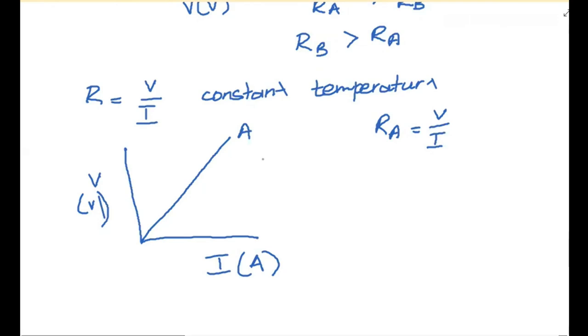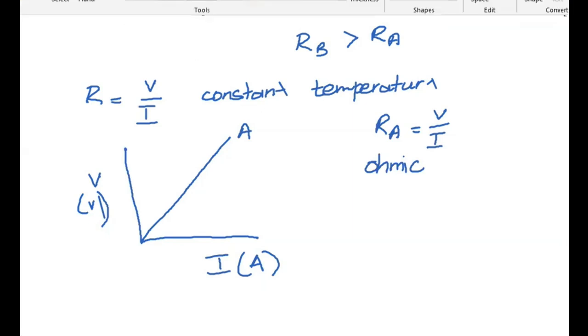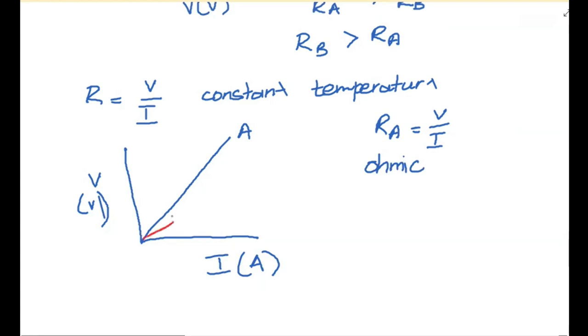So now if I have this resistor A, it is known as an ohmic resistor. So an ohmic resistor is one that obeys Ohm's law. It's one where the potential difference is directly proportional to the current at constant temperature. So what does a non-ohmic resistor look like, and how does a non-ohmic resistor change? Well, what happens with a non-ohmic resistor is that you don't get a straight line.